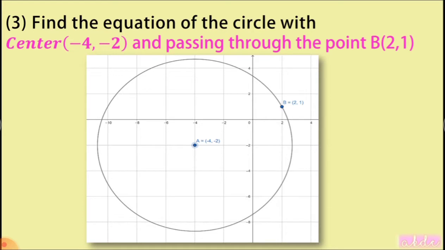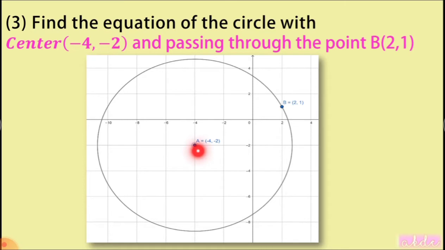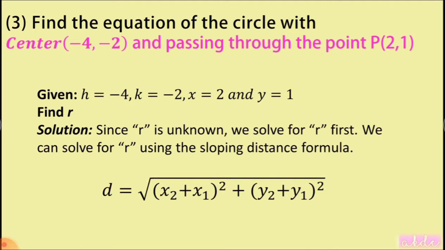So how are we going to find the radius? To find the radius, we can use the distance formula, because as you can see, the distance from the center to this point on the circle is the radius. So the distance from point A to point B will give us the value of the radius. So we will use the distance formula.